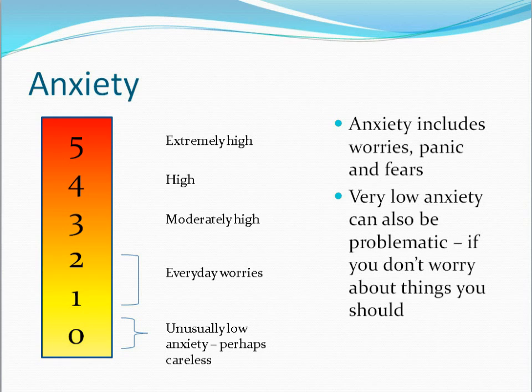1 to 2 refers to everyday anxiety, everyday worries. 3 or above, moderately high. 4, high. And 5, extremely high. And we include panic and fear as well as everyday worry.